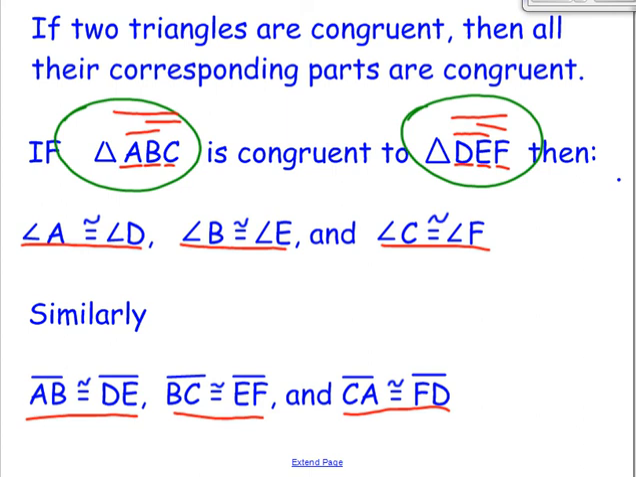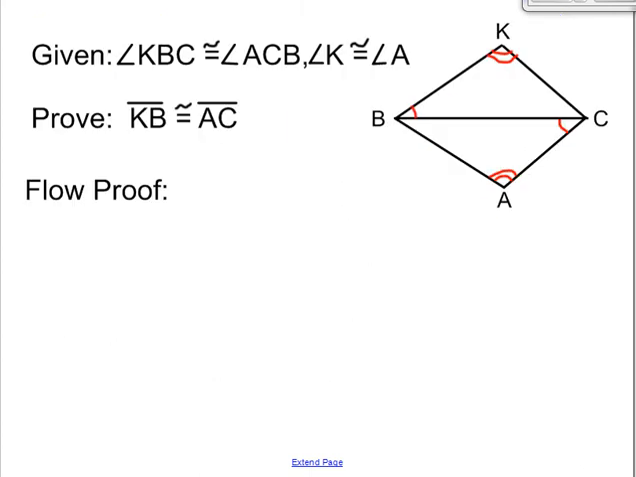And basically we know all six of those congruencies exist because the two triangles are congruent. That's really all that section 4.4 says. Naturally, we need to knock out one more proof here before we can call it quits.